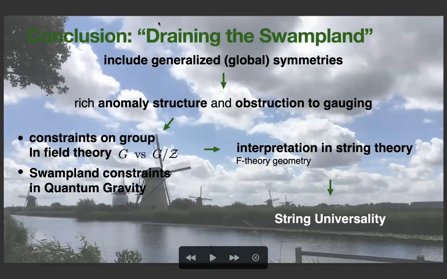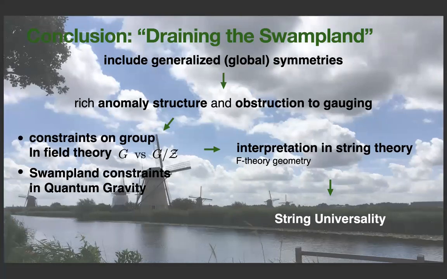The first one is more like draining the Swampland. You could study your field theory or your gravity theory and try to find new constraints, as we did, for example, by including the center one-form symmetries, which leads to richer anomaly structures and obstructions to gauging, and gave us constraints by anomalies in terms of the global realization of the gauge groups, and also Swampland constraints for quantum gravity, just in this 8D supergravity framework.